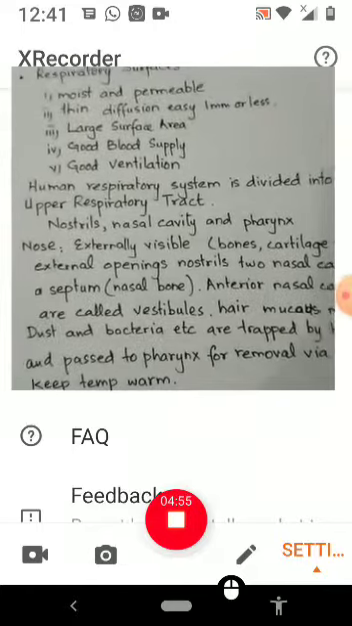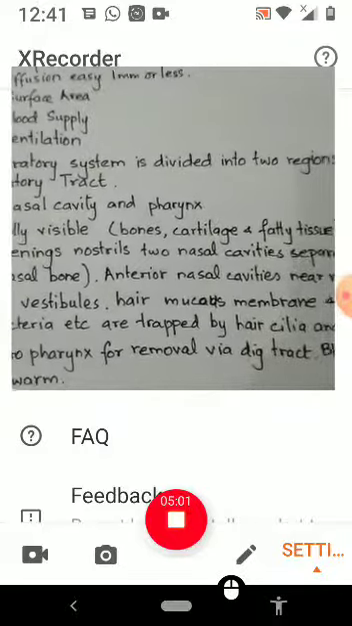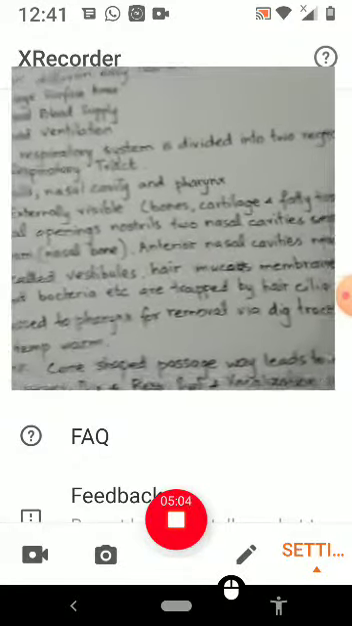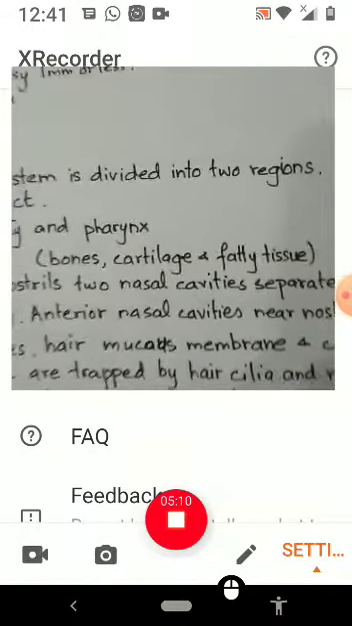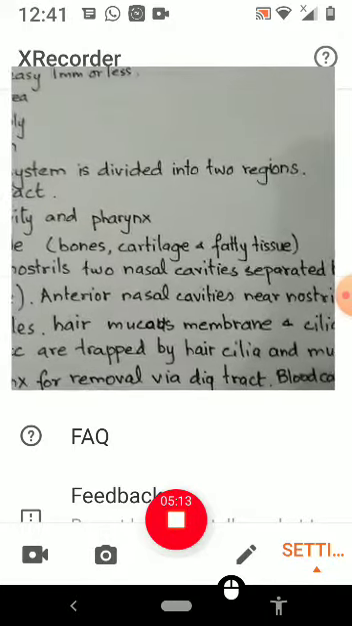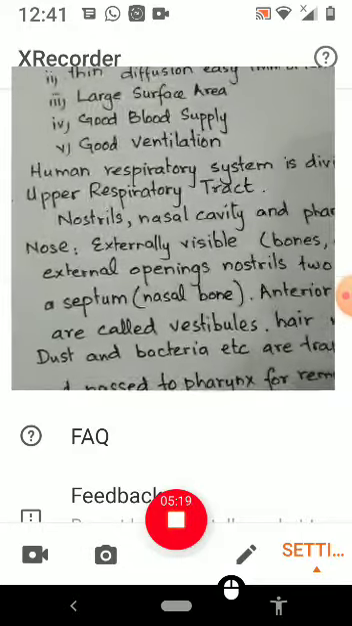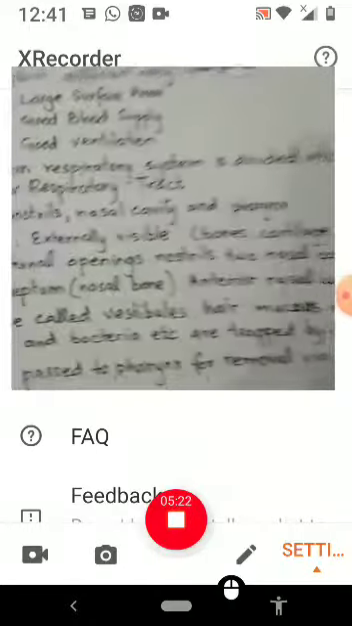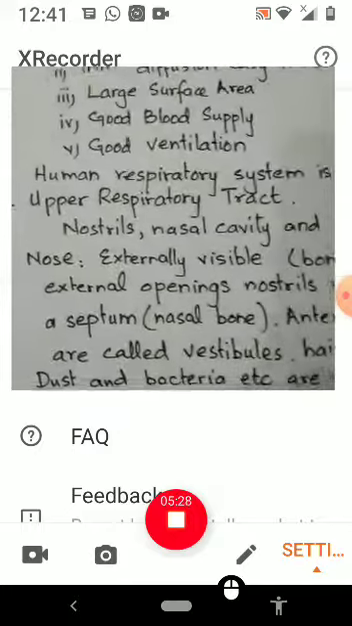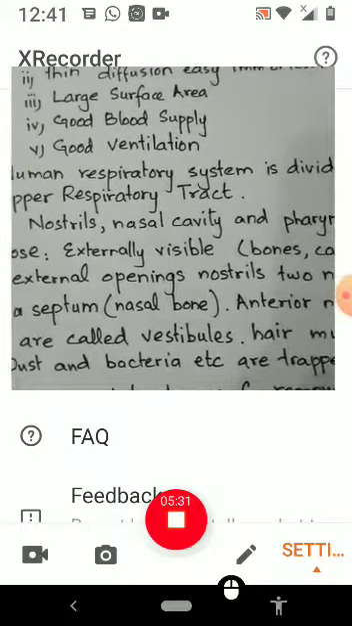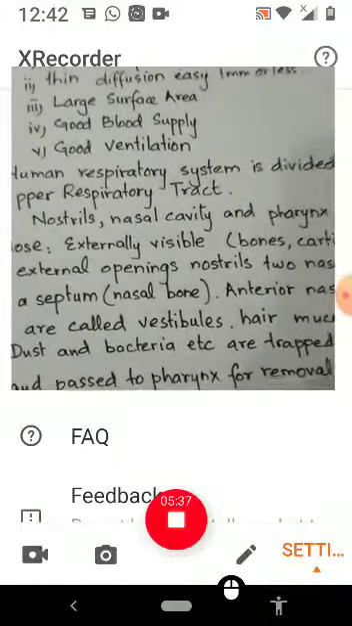Now, near the tip of the nose, you see that inside there are cavities or spaces which are referred to as the vestibule. The openings are referred to as nostrils. The nasal passages are made up of bones, cartilage, and fatty tissue. Now, the external nostrils, as I told you, have cavities at the tip which are referred to as vestibules, and there is a bone in the center which divides the nasal cavity into two parts. That bone is referred to as the septum.